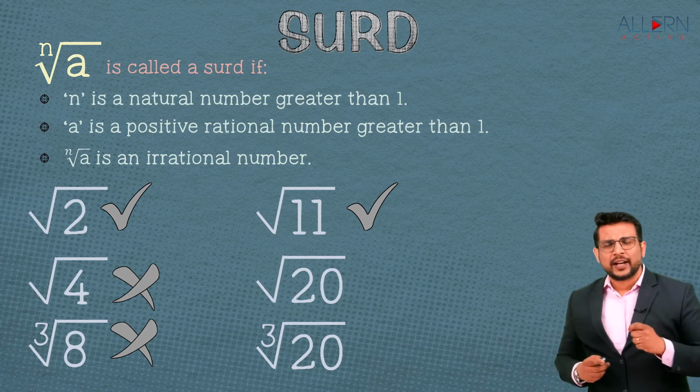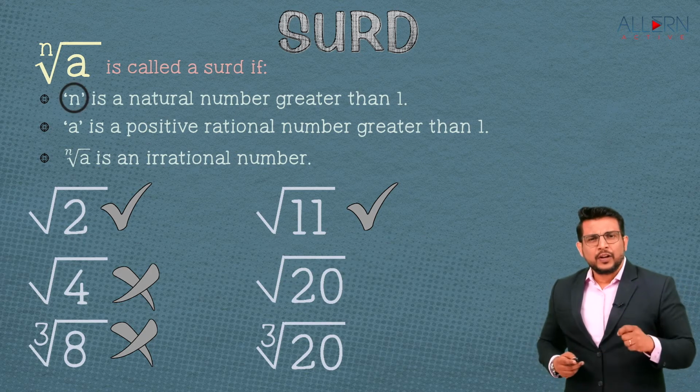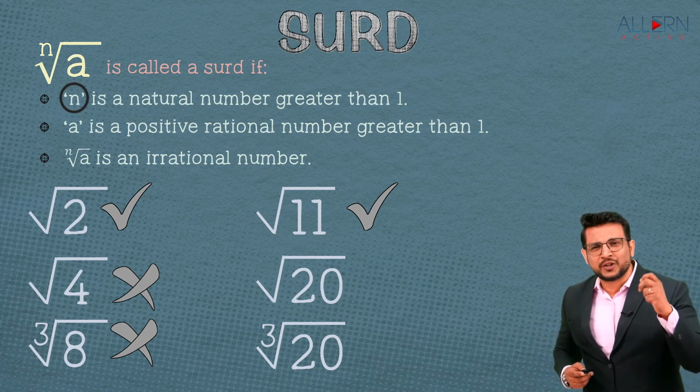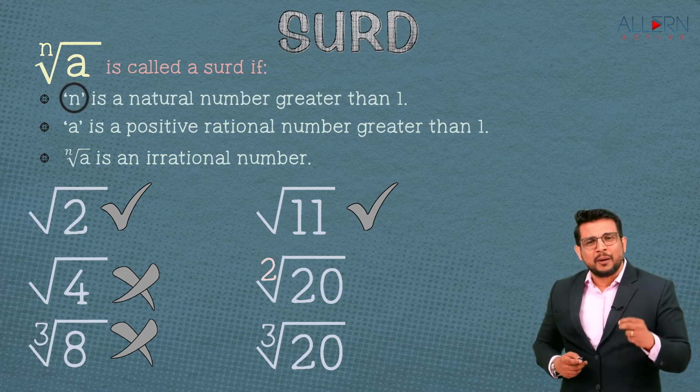Let's go on to the next one. It is root of 20. We know here what the order is. The order is 2. That's a natural number greater than 1.